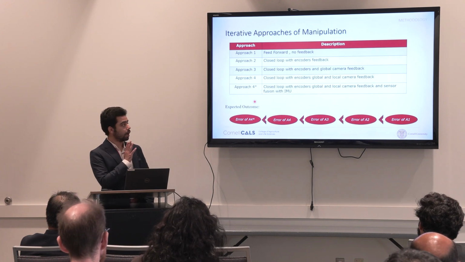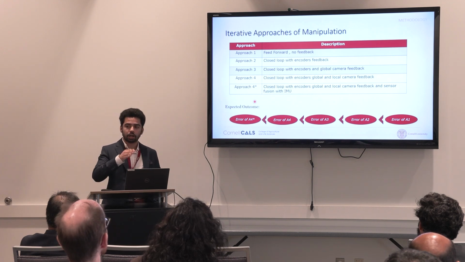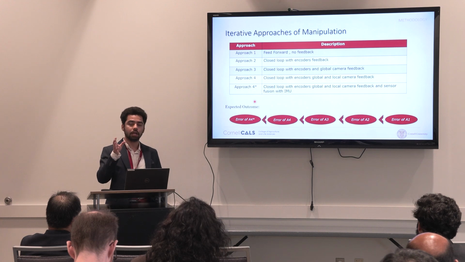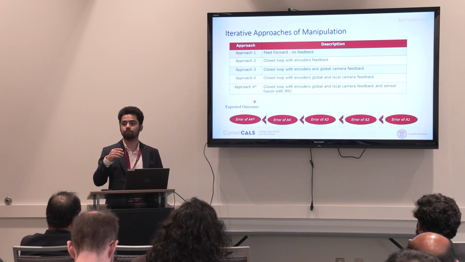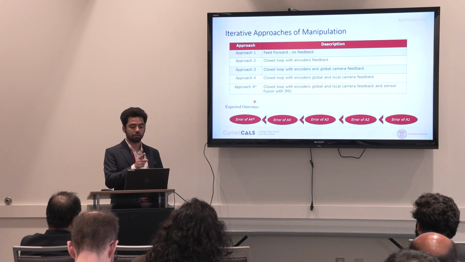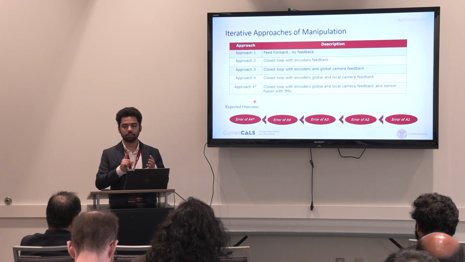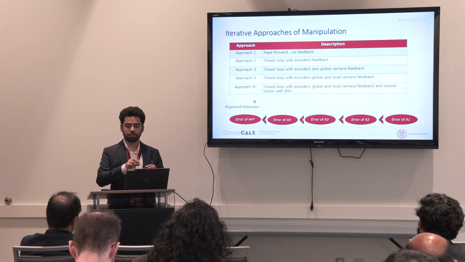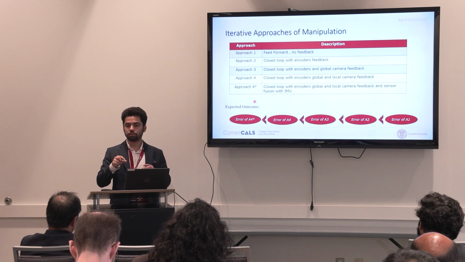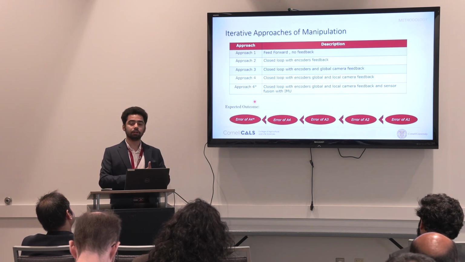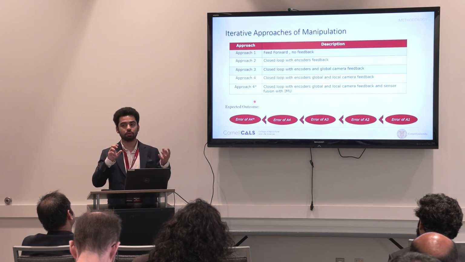Okay, so I have 5 approaches which are iteratively done in order to prove my hypothesis that vision-based manipulation for a soft robotic arm is really a good option. The first approach involves no feedback, neither encoders, nothing. You have a mathematical model of the robot and you just send the control command. The other one involves closed loop control, which includes feedback from encoders, the traditional disk encoders. The third one involves a global camera which is doing visual servoing.